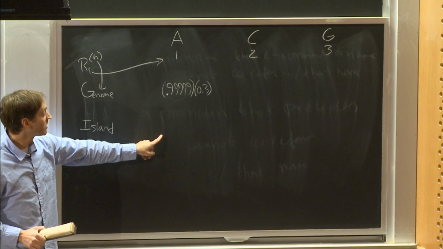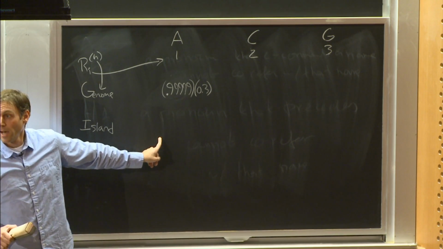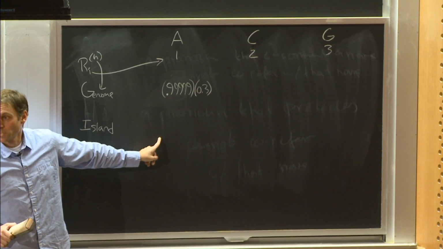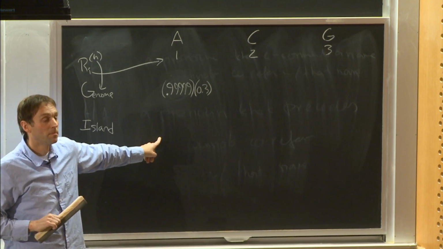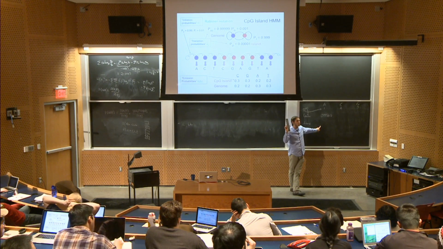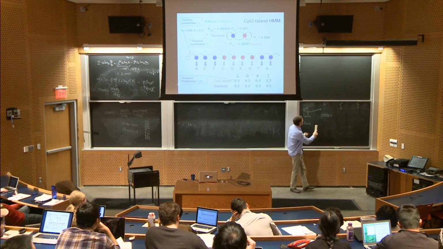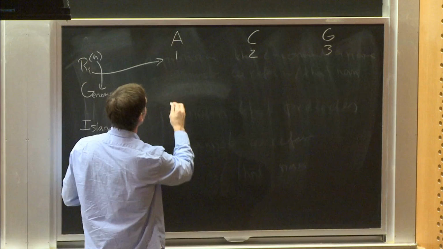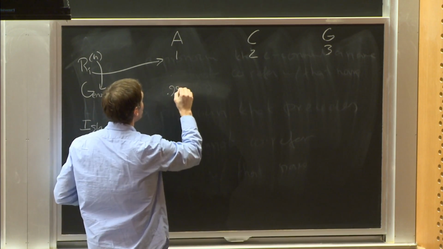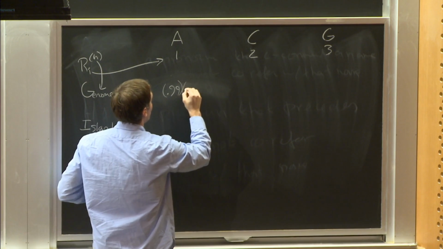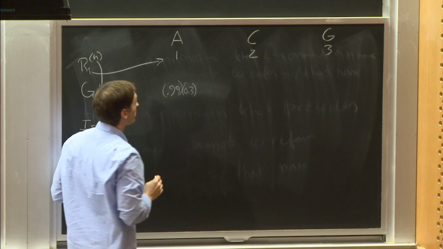What's the probability of the optimal parse ending in island at position 1 of the sequence? Question, someone else? Why are we using the transition probability? This is the initial. Oh, I'm sorry. Correct, thank you. What was your name? Deborah. Deborah, okay, thanks. It should be the initial probability, which is 0.99. Good. Yeah, initial probability, good.